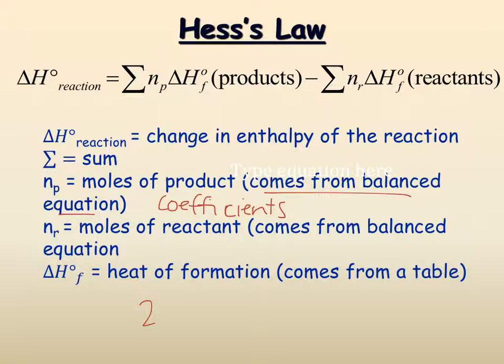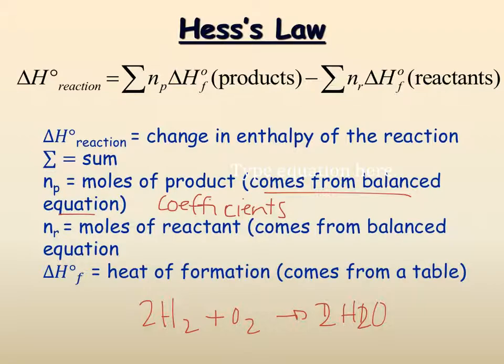So if this is your reaction, 2H2 plus O2 yields 2H2O, then for these N sub P moles of product, the mole number would be 2 for the water, and for the N sub R moles of reactant, the mole number would be 2 for the hydrogen and 1 for the oxygen. It's just something that we have to multiply by the number of moles in the reaction.